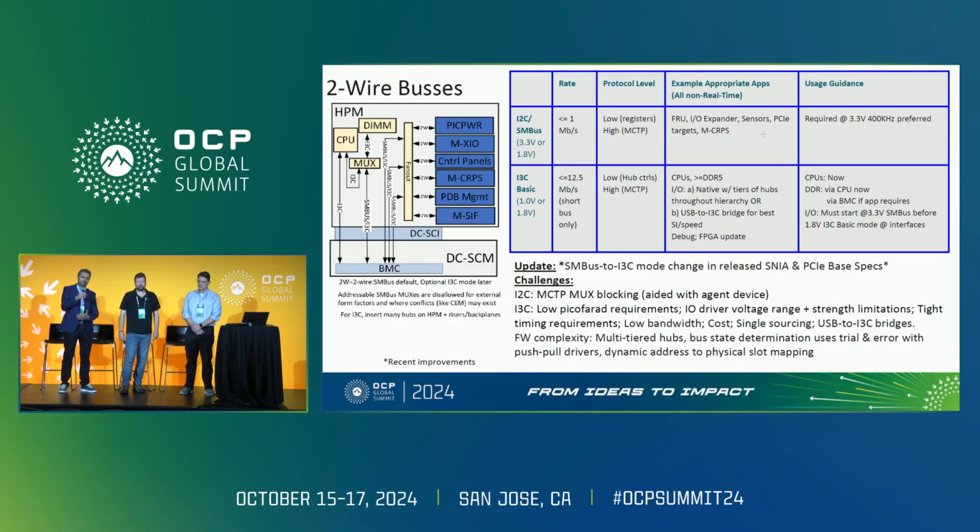I3C is an evolution of I2C. It adds a higher bandwidth. It adds built-in interrupt. It adds dynamic addressing as a mandatory requirement. But it doesn't all come for free, right?